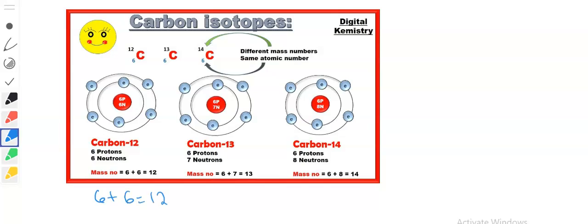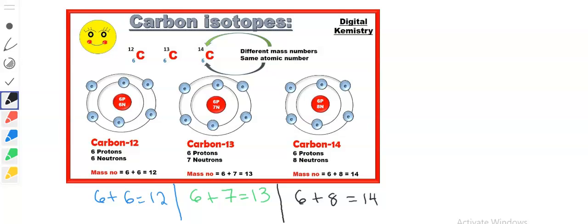So here, this also is carbon, but it's called carbon 13. Why? Because it has 6 protons, but it has 7 neutrons. So its mass number turns out to be 13. And we have carbon 14. So it has 6 protons, but 8 neutrons. So its mass number is 14.